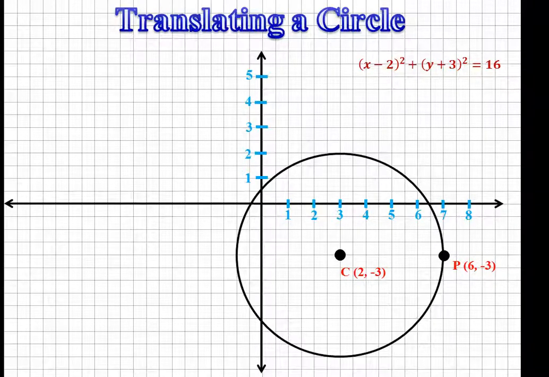But before we work on that, we want to talk about translating a circle. We've got this circle here with the center 2, -3. Here you see the formula or the equation for that circle. The radius is 4 units. So r squared is going to be 16.